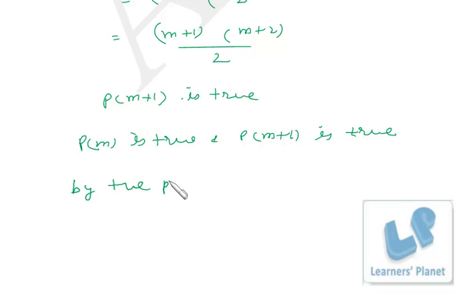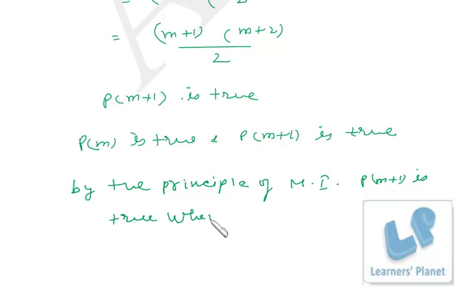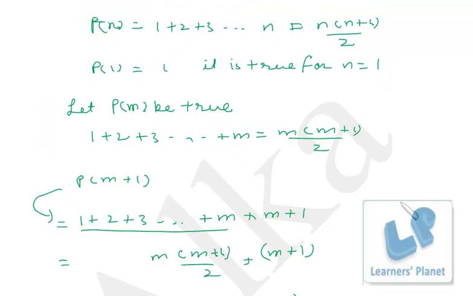By the principle of mathematical induction, Pm plus 1 is true whenever Pm is true. Okay, just a quick recap so you'll be able to understand it faster.